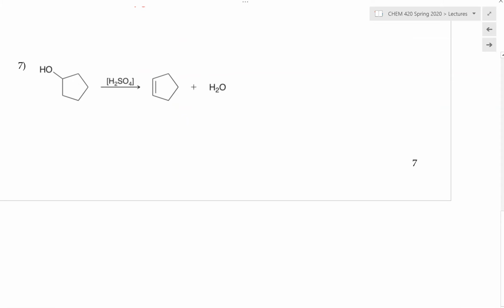And now, as for the second example, this is an elimination reaction. So in this case, we will have to use the concentrated sulfuric acid, and we also need to perform this at high temperature.